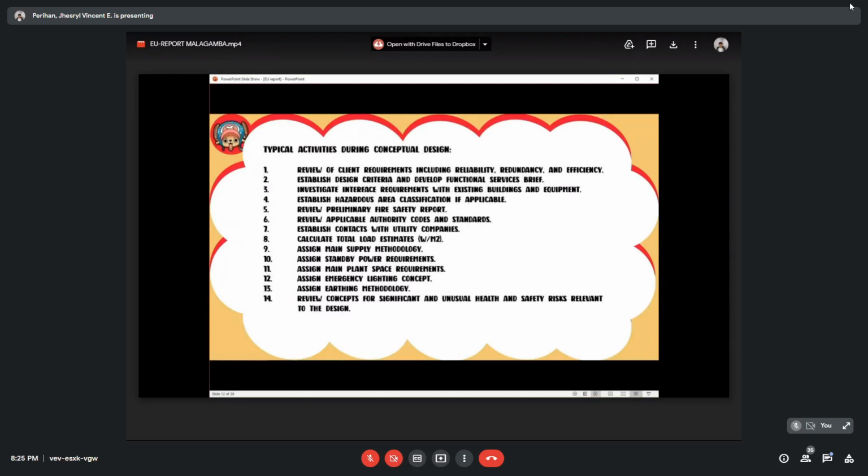So the typical activities during the conceptual design. Here are some of the activities that should be completed by the electrical design team during the conceptual design. First is review of client requirements, including reliability, redundancy, and efficiency. Second, establish design criteria and develop functional services brief. Third, investigate interface requirements with existing buildings and equipment. Fourth, establish hazardous area classification if applicable. Fifth, review preliminary fire safety report.